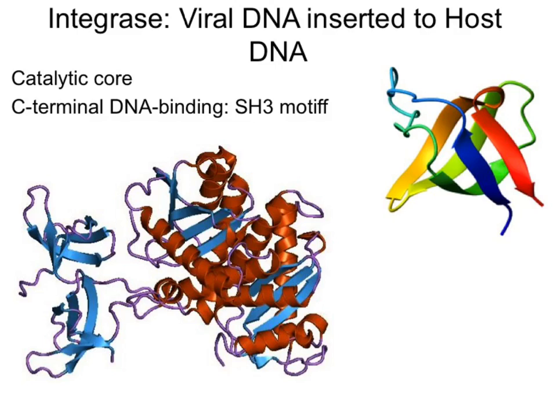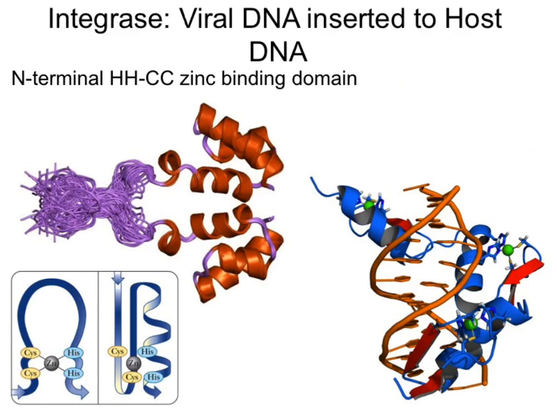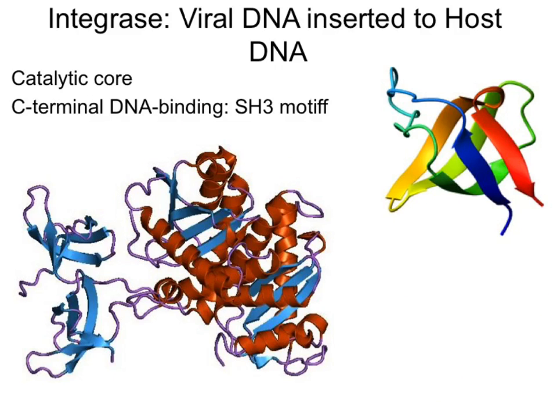After that, we've got 2 more pieces. You've got a catalytic core. So this is where the chemistry is actually happening, where we're transferring the viral DNA to the host DNA. We'll talk about the catalytic core in just a second. At the C-terminal end, you have another DNA binding zone, which is known as the SH3 motif. Remember we talked about when we looked at protein structures, we had alpha helices and beta sheets and beta barrels. There are other motifs. That other bonding motif that we saw here was a zinc finger. Another motif we have here is this SH3 bonding motif.